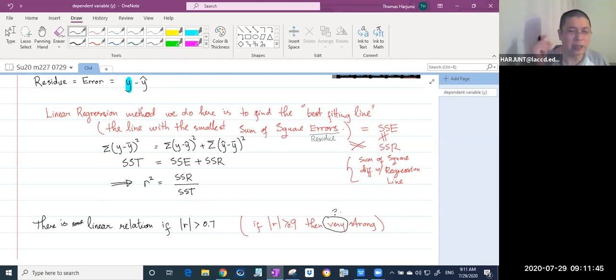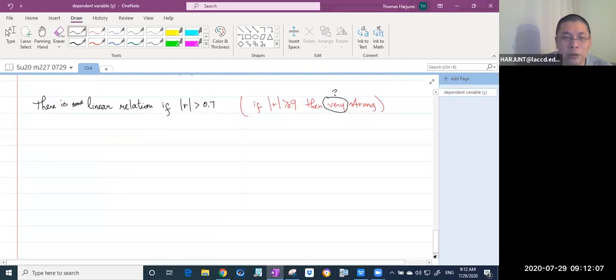Yes. Too many things I have to remember, but it's more about you getting used to these basic terminologies first, okay? How to find the R, how to find the R squared, how to find the linear regression. That's first for now. So let's take a look at the following question.